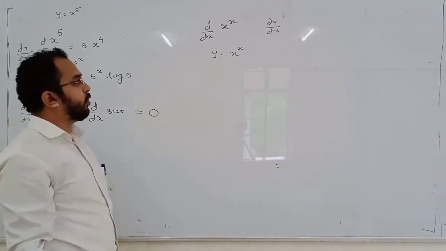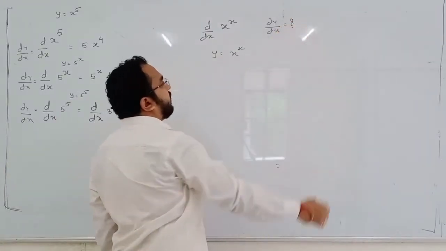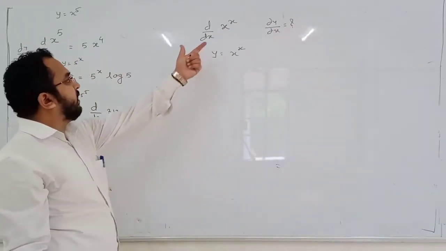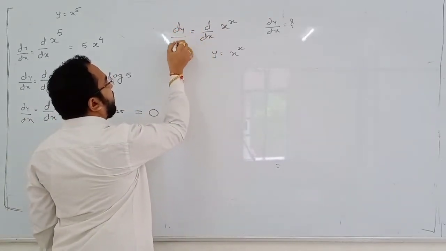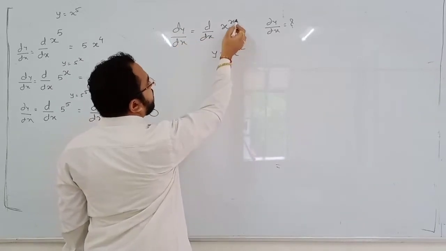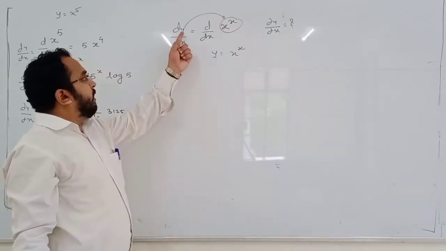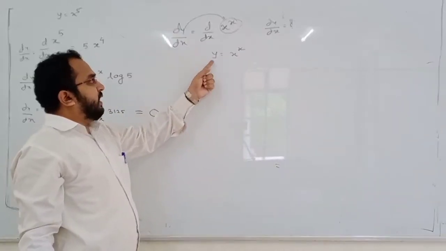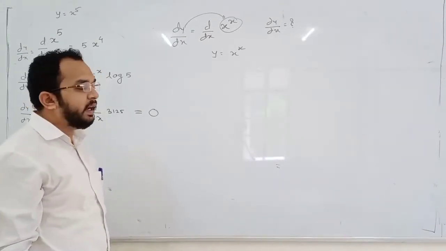Here y is equal to x to the power x. dy by dx is asked. dy by dx means differentiation. So in place of y, x to the power x. Differentiation of y with respect to x, that means the differentiation of x to the power x. So dy by dx we need to find.